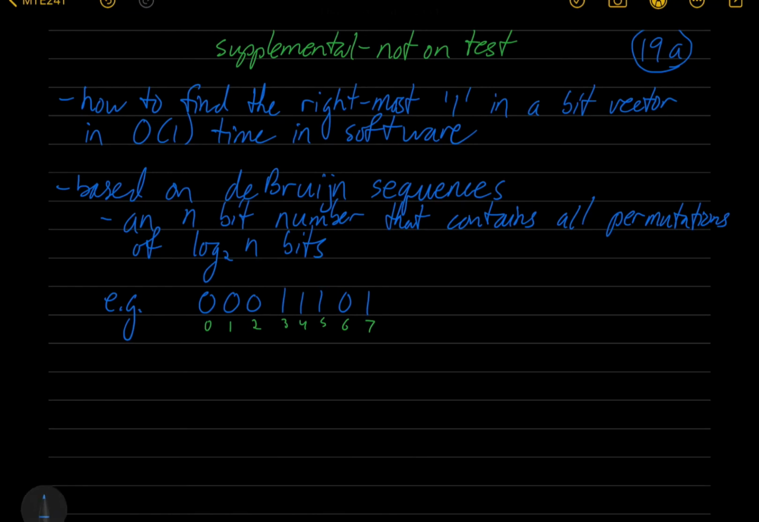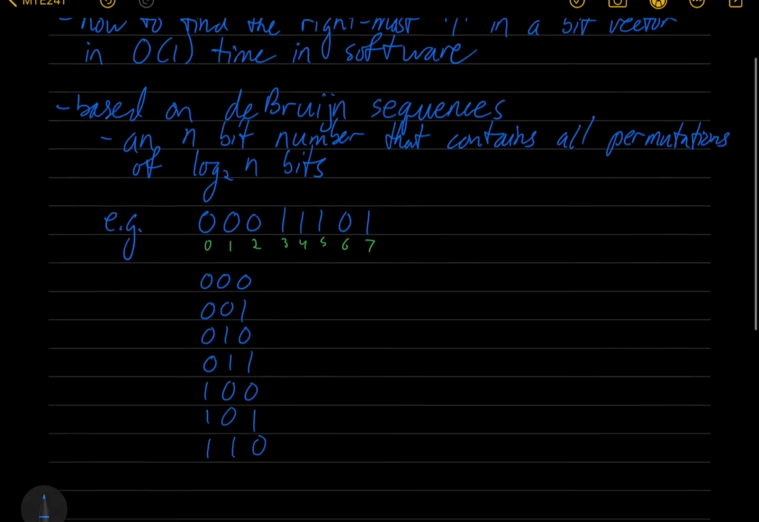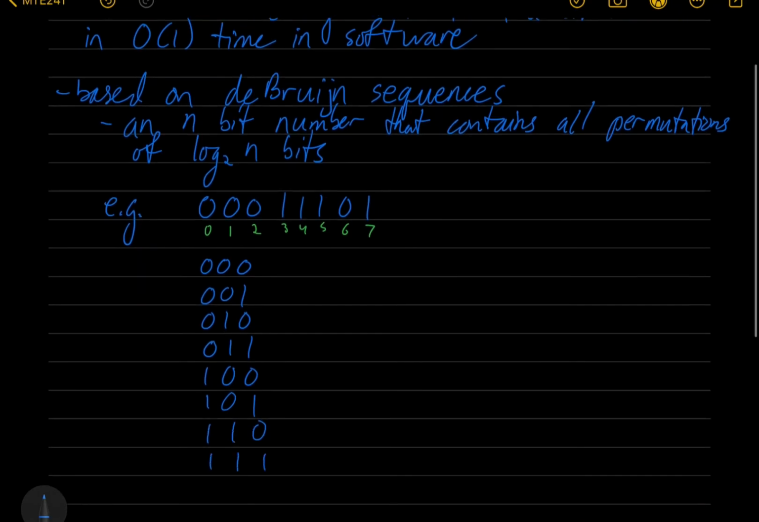Alright, so let's enumerate all of them. We've got an 8-bit number, so we're going to enumerate all the log 2 of 8, which is 3, so all the 3-bit patterns. 0, 0, 0; 0, 0, 1; 0, 1, 0; 0, 1, 1; 1, 0, 0; 1, 0, 1; 1, 1, 0; and 1, 1, 1. And now let's find where they start in this pattern.